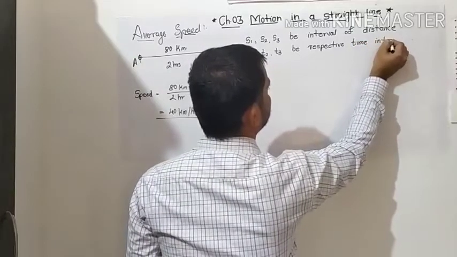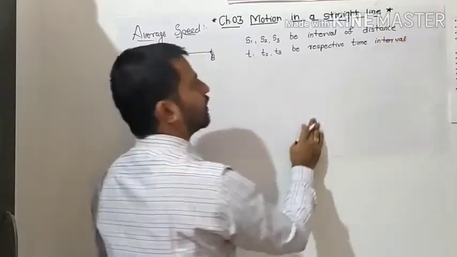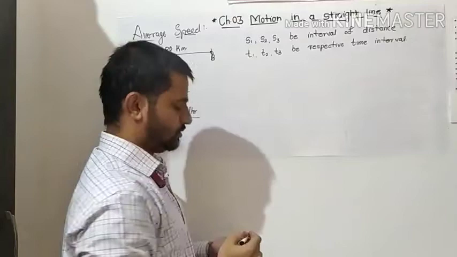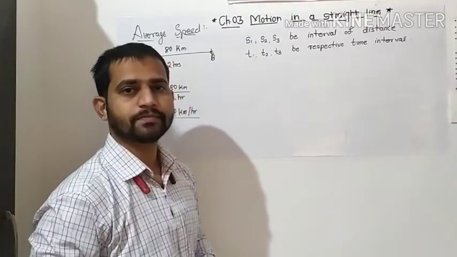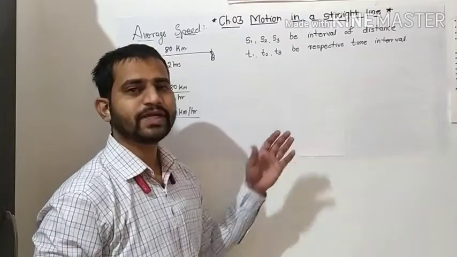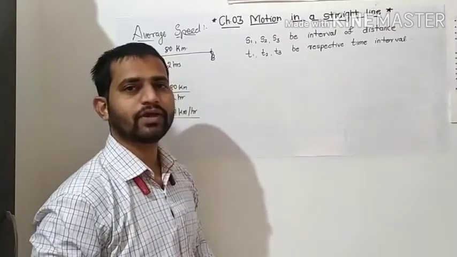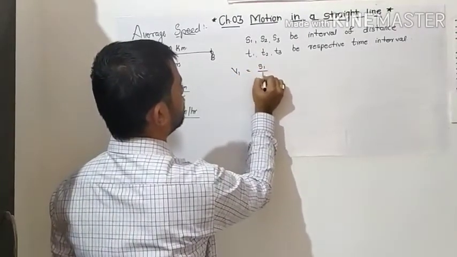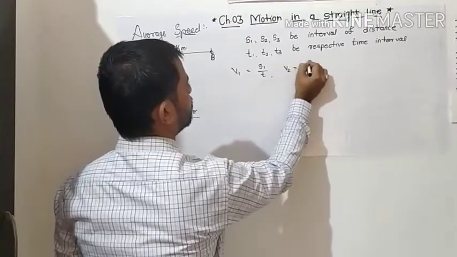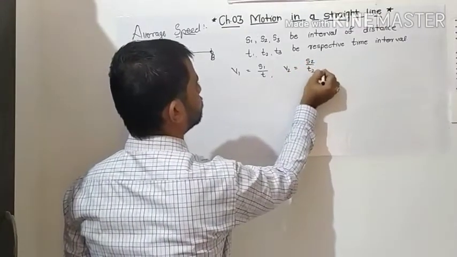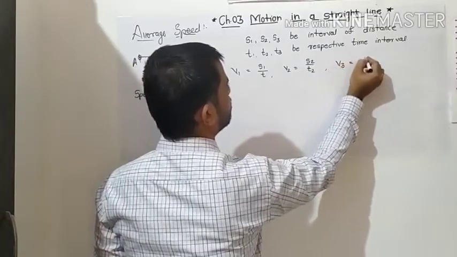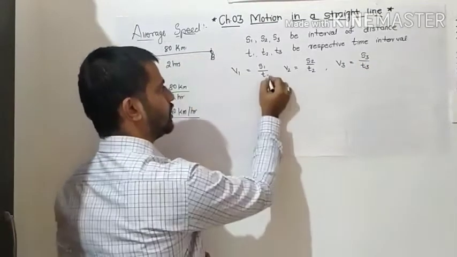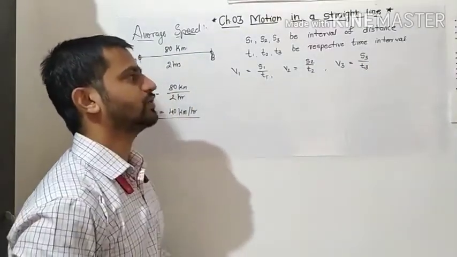Then how can we calculate the average speed? We know how to go for the speed. How much will be the speed for that particular time interval? Suppose V1 for the first interval will be S1 upon T1, V2 will be equal to S2 upon T2, and V3 equal to S3 upon T3.